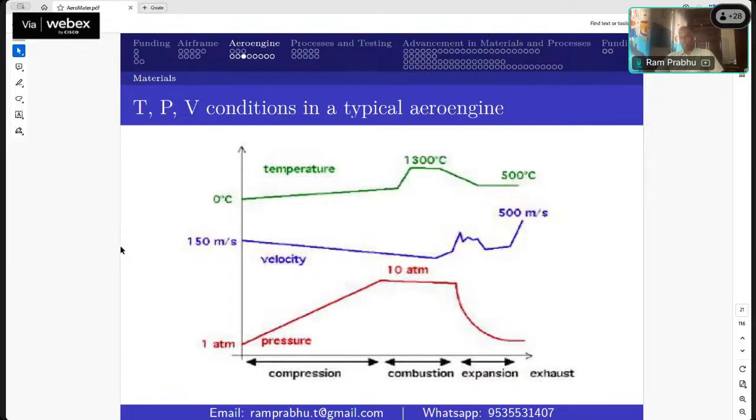So you can look at the temperatures, and similarly the speed. Air speed starts with, let's say, 1500 meters per second, and when it exits it is somewhere around 500 meters per second. Okay, just to give a feel about how a typical aero engine works, you get an idea about it.